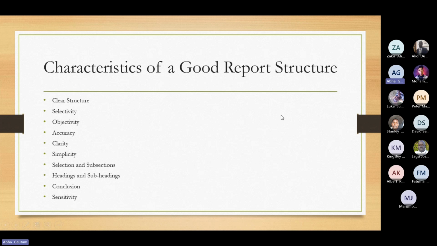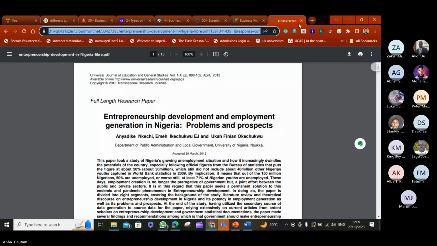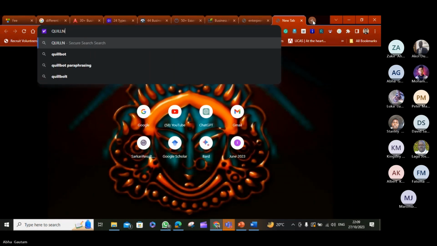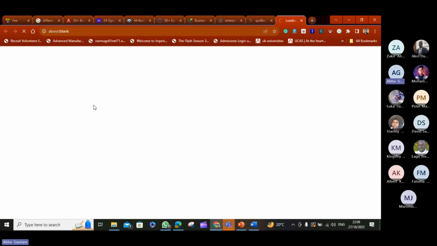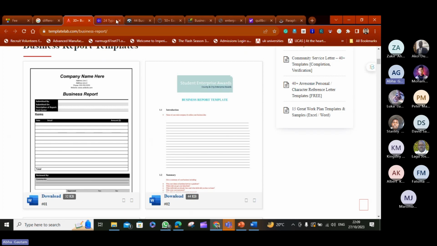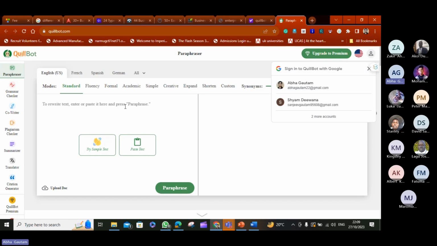So what you did, you went to this tool, which is Quillbot. Quillbot paraphrasing. This is a very wonderful tool, let me tell you. You can use it to enhance your writing skills and upgrade it, so you will sound like a pro writer. So I have taken this bit. For example, this is the definition of a routine report, and I don't want to paste it as it is. So I have pasted it here.